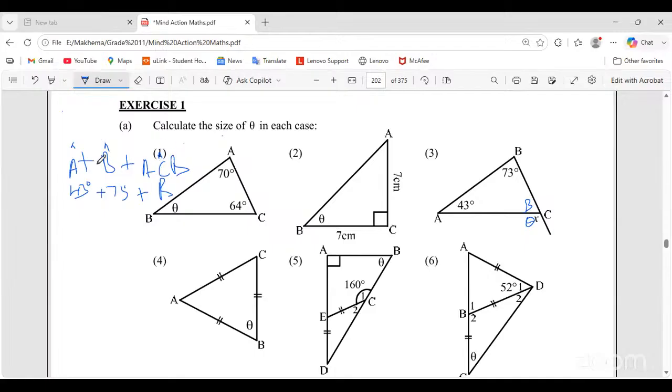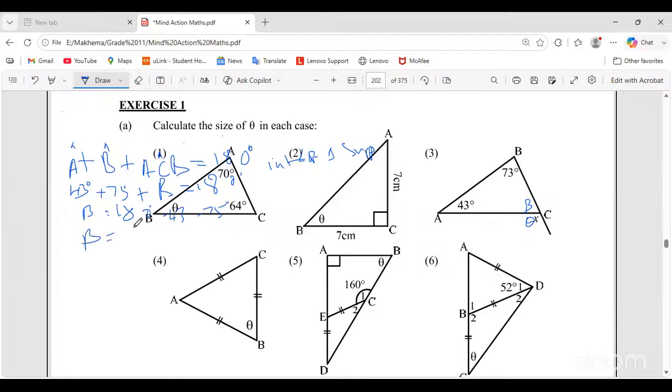Okay, this summation will result in 180 degrees. Why? Because interior angles of a triangle are supplementary, right? You guys now know this reason by heart. Okay, now this will be equal to 180 degrees. Therefore, my beta will be equal to 180 degrees minus 43 minus 75.